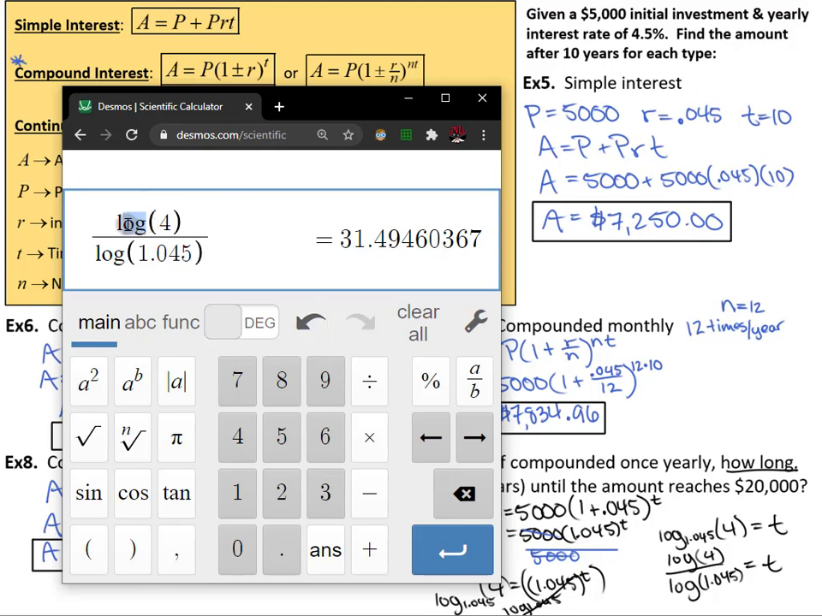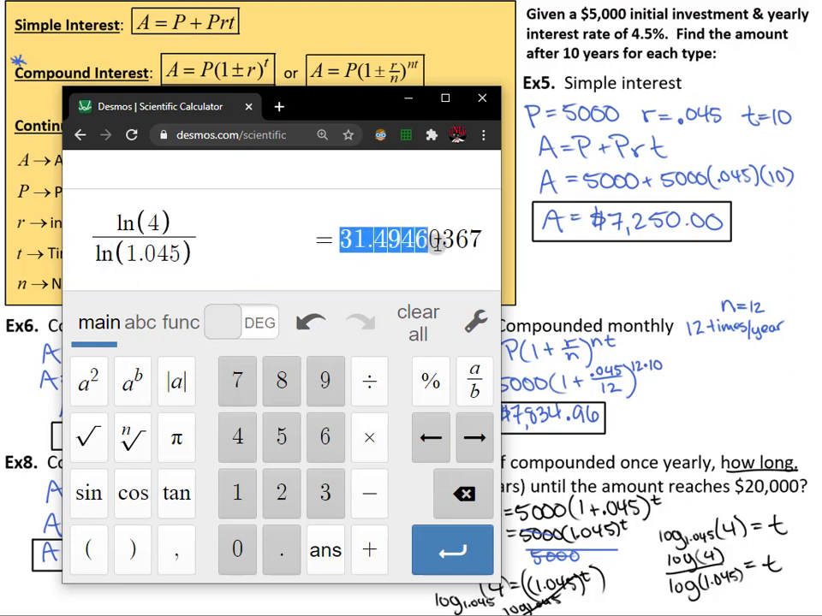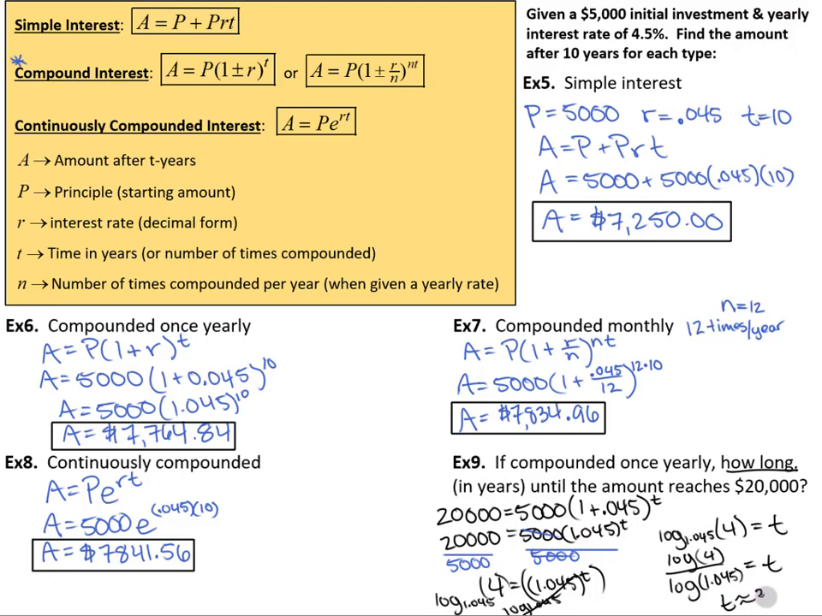Now just remember that you can do log, you can do natural log. Most calculators will do those. You can see it still gives you the same ratio. So you can choose which one to use there. When you use the change of base formula, log and natural log are in all calculators. But there's our answer. It's about 31 and a half years.